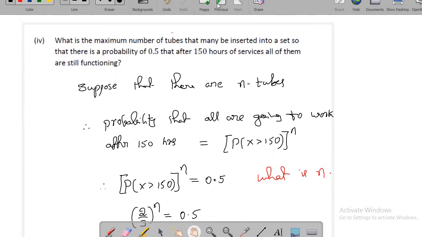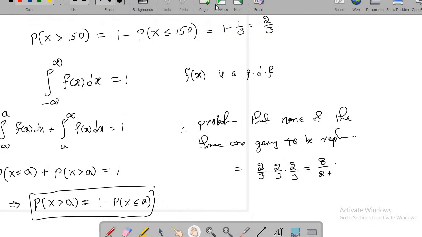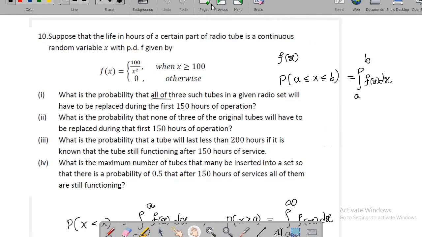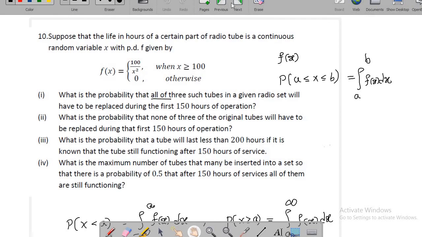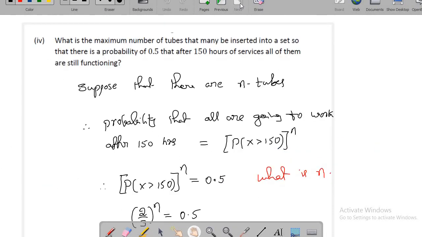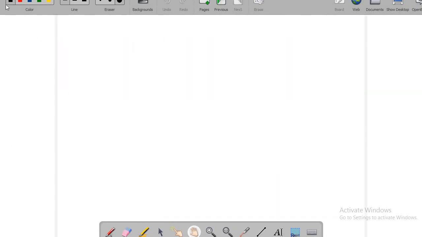So this is how these problems can be solved using the probability density function. But here the most important thing is to understand the problem, what they are asking. Now let me talk about one more important topic, which is the cumulative distribution function.